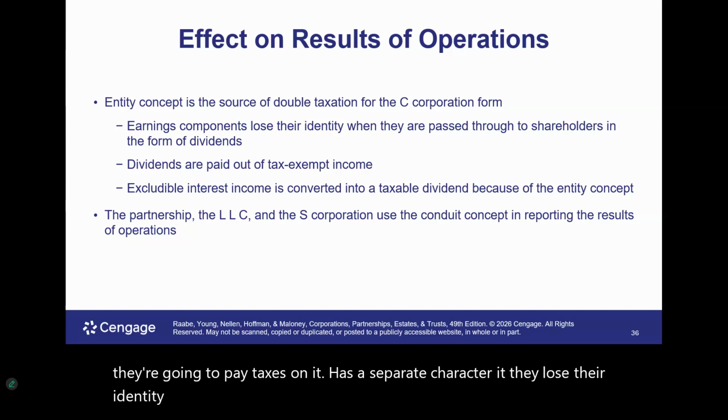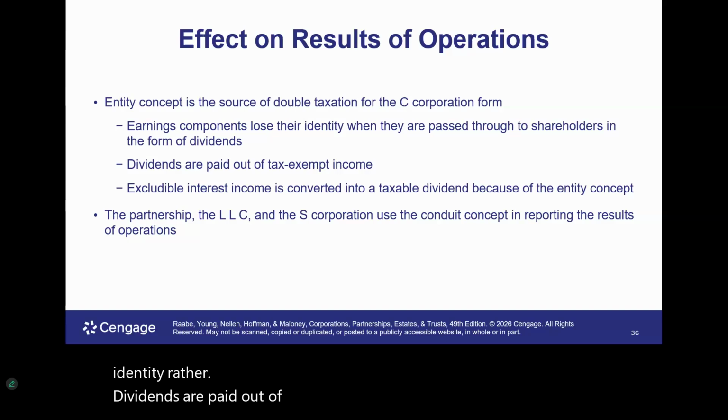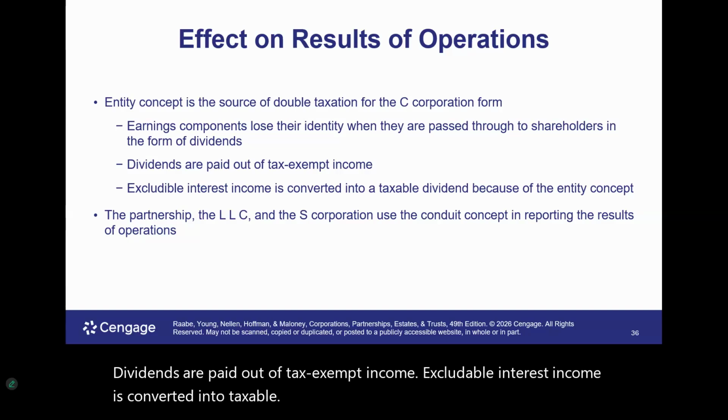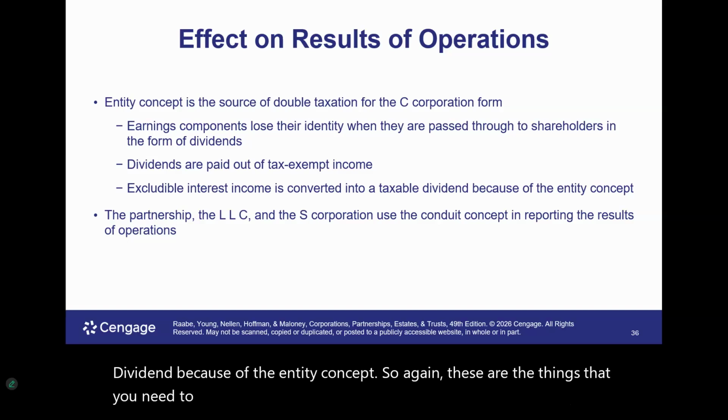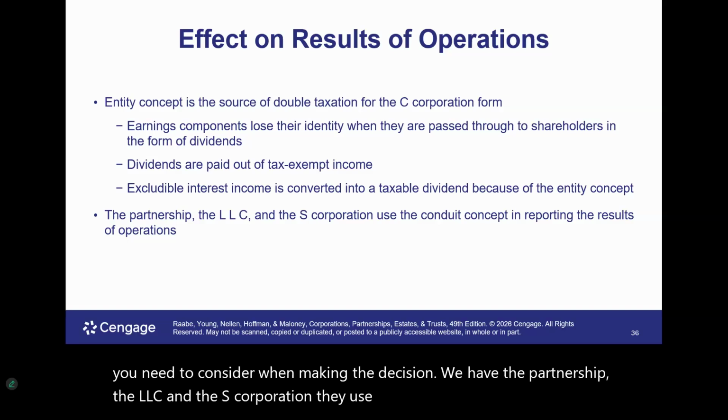Dividends are paid out of tax-exempt income. Excludable interest income is converted into taxable dividends because of the entity concept. So again, these are the things that you need to consider when making the decision. We have the partnership, the LLC, and the S corporation. They use the conduit concept. The business is just an extension of the owner.